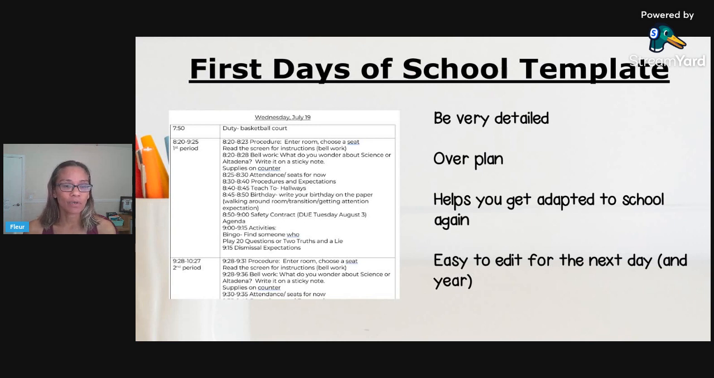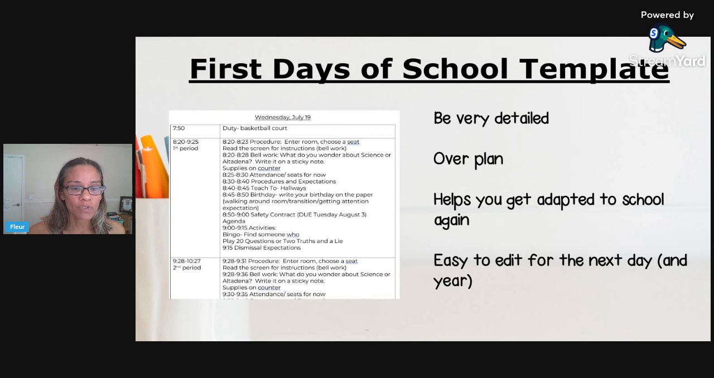And this format is just super easy to edit. Like I said, keep it super simple. It's easy to edit for the next day, and then just keep it for every year. What I do is I type up each class period, and I put the times so I don't lose track of time. So I have my duty. I don't know if that's my duty this year, but I just typed it there. And then I have first period is from 8:20 to 9:25. And here I'm writing down the procedures that I'm teaching.